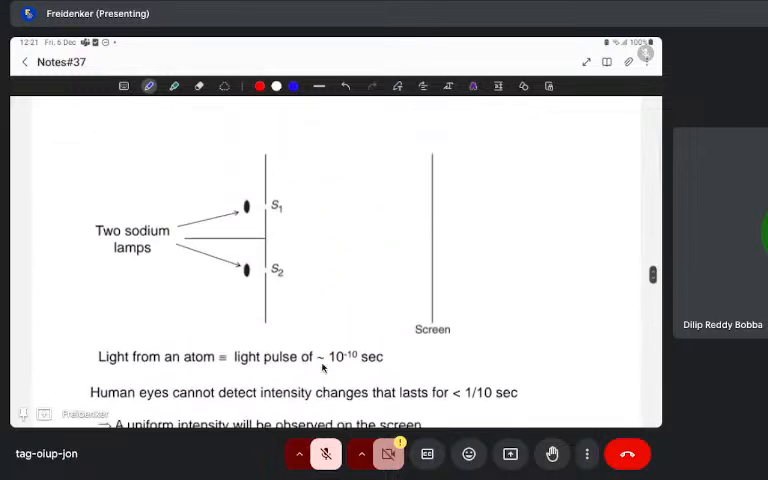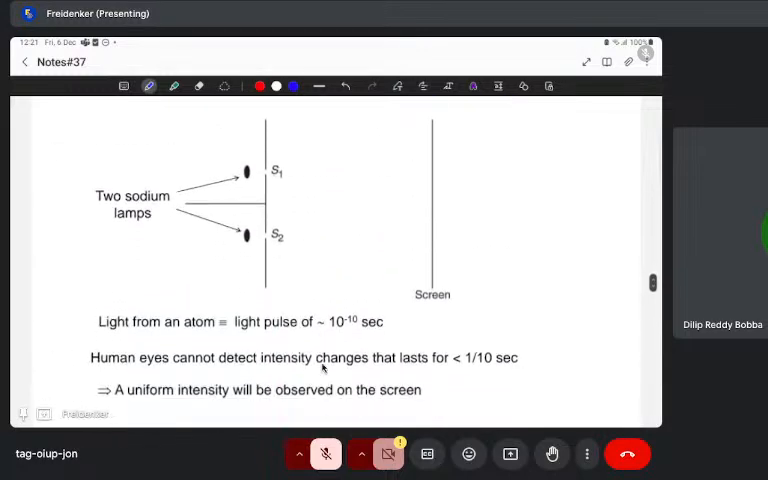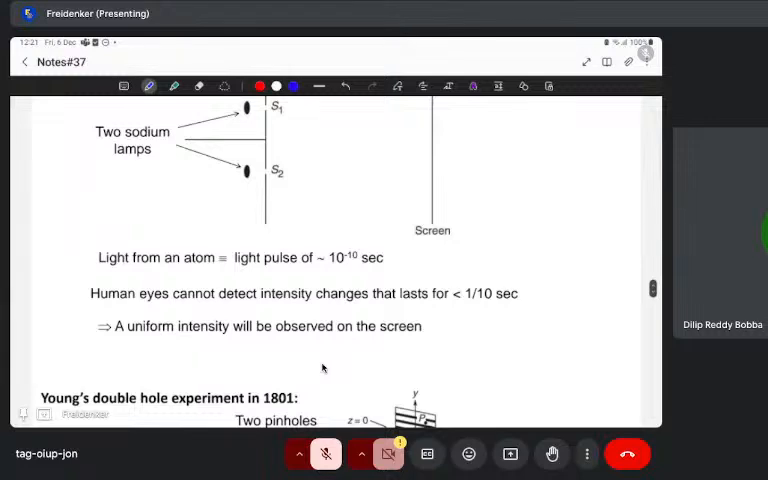So the takeaway from here is if you're using multiple sources, then you won't be able to notice the interference pattern. We're not talking about whether it will happen or not, but you won't be able to notice. Human beings won't be able to notice.